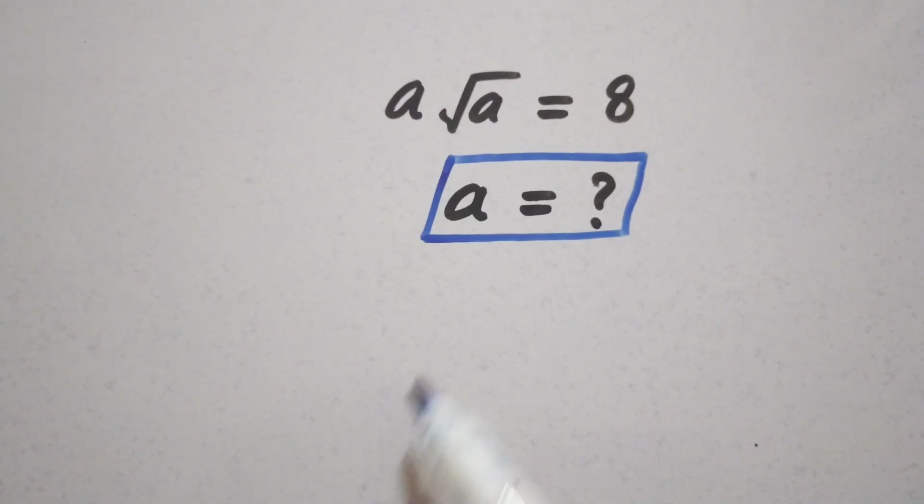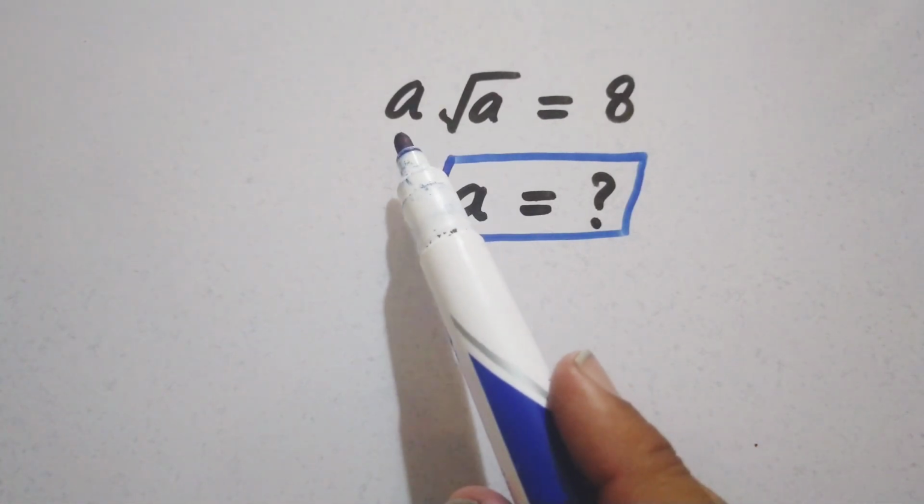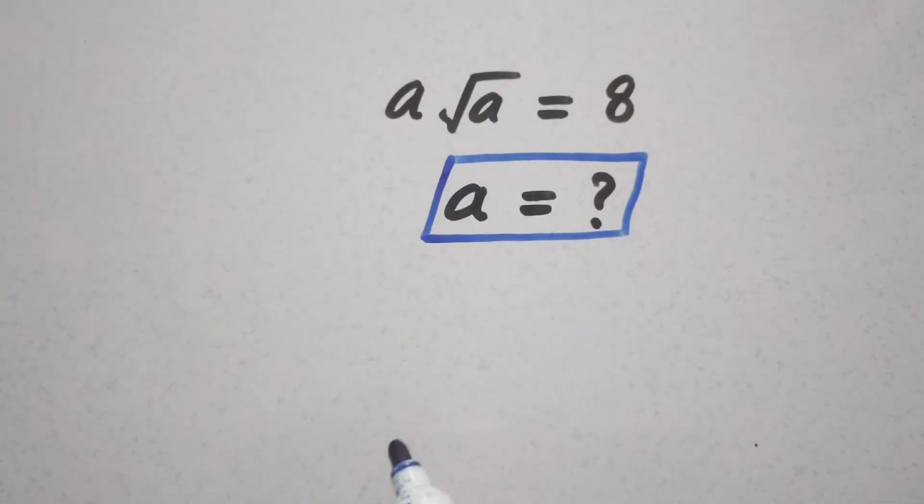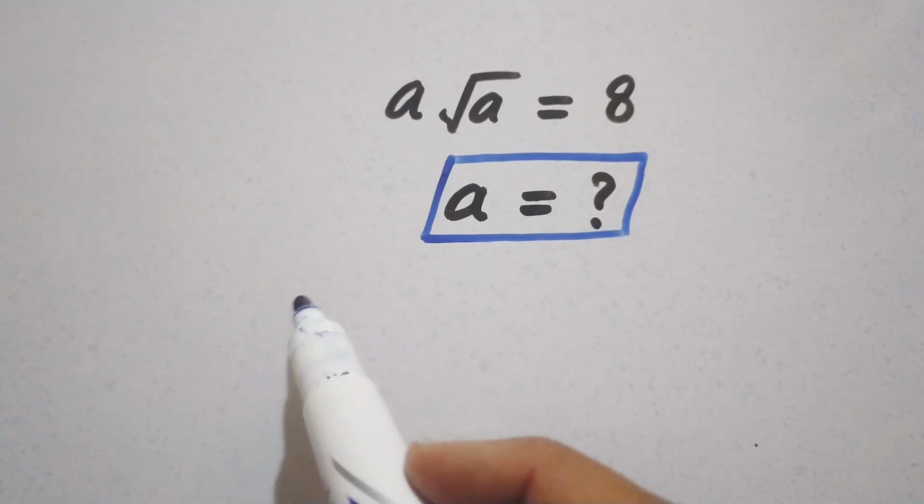How to find the value of a in this interesting problem: a into square root of a is equal to 8. Let's find a.